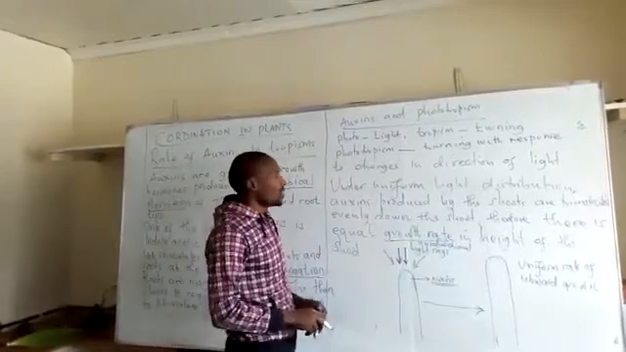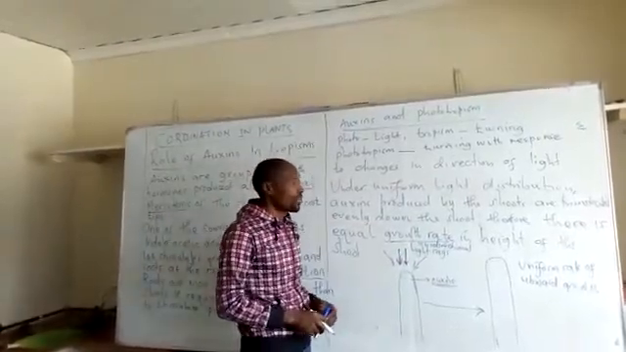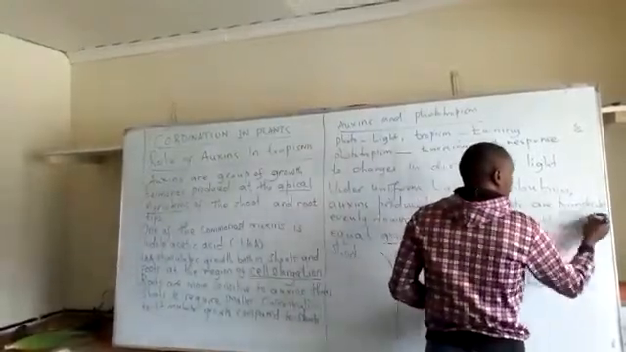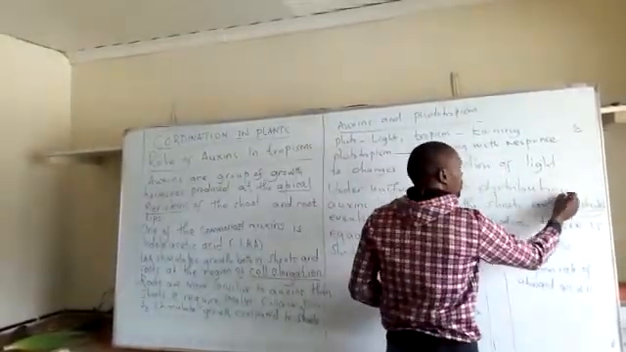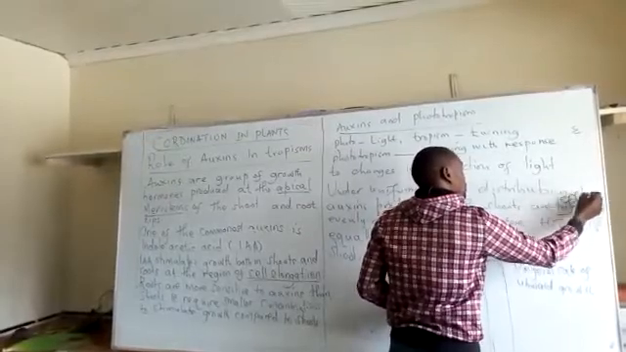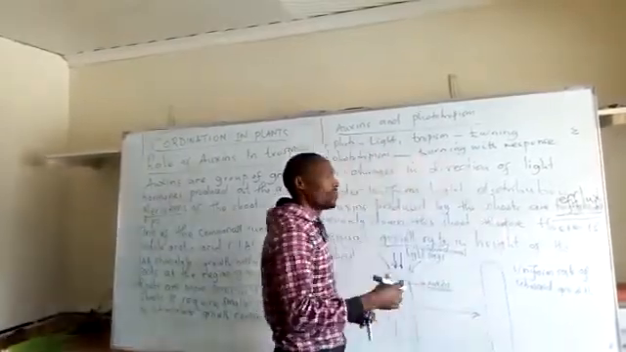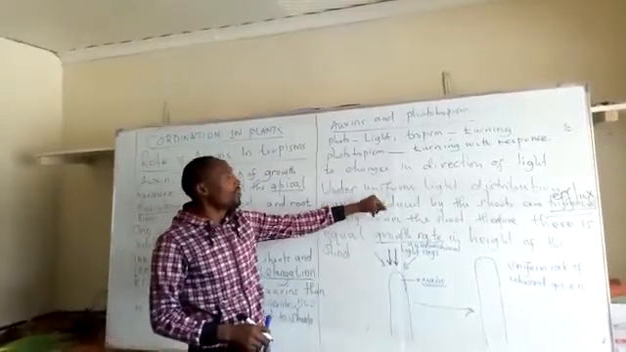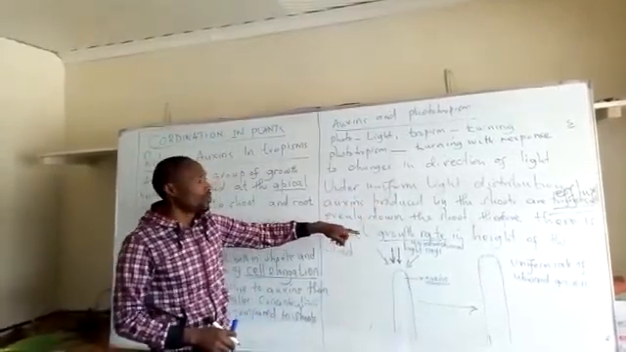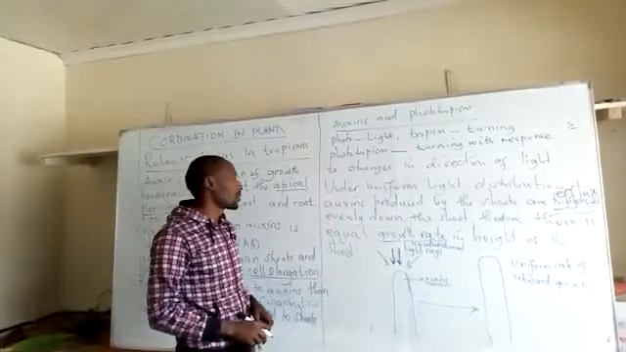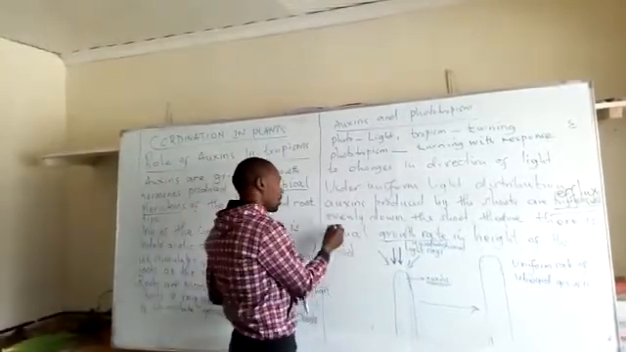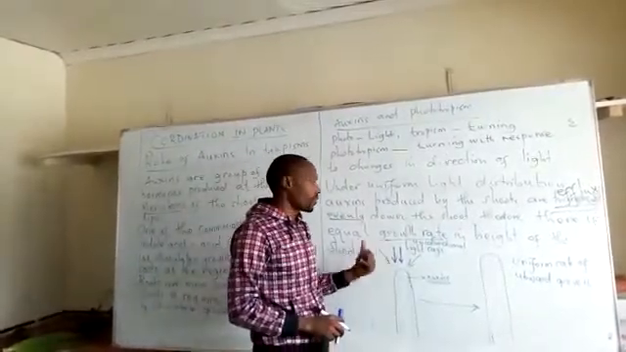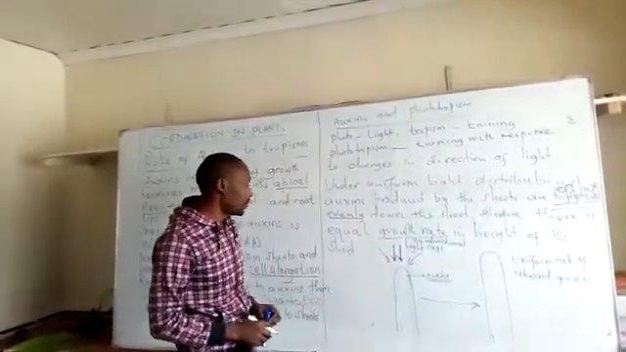Under uniform light distribution, auxins produced by the shoots are translocated. Sometimes instead of translocated, we can use the corresponding word efflux, or they move towards, or they migrate. Under uniform light distribution, auxins produced by the shoots are translocated evenly, and you note the word evenly, down the shoot. Therefore, there is equal growth rate in height of the shoot.